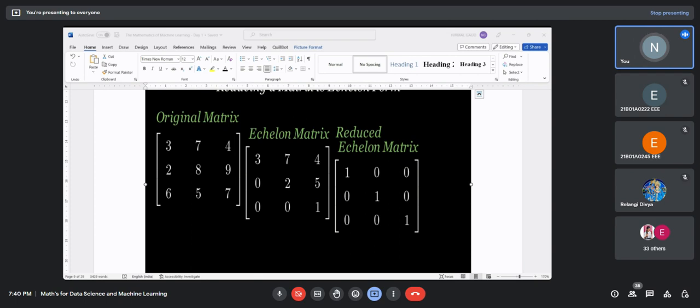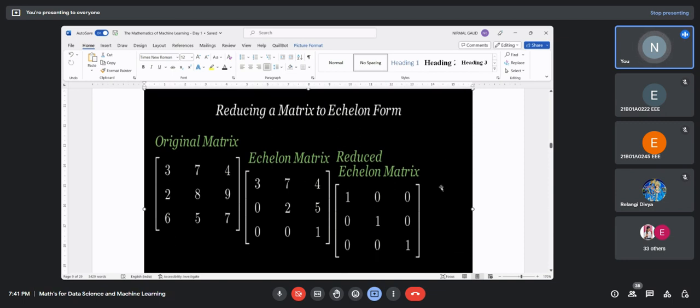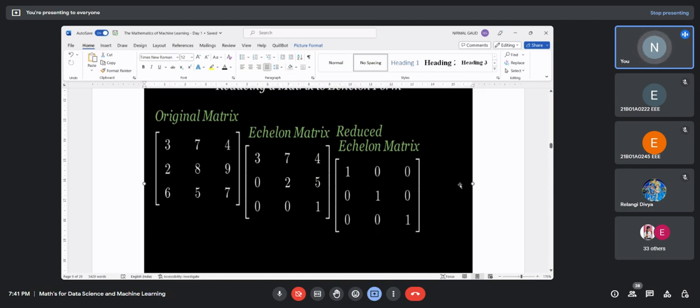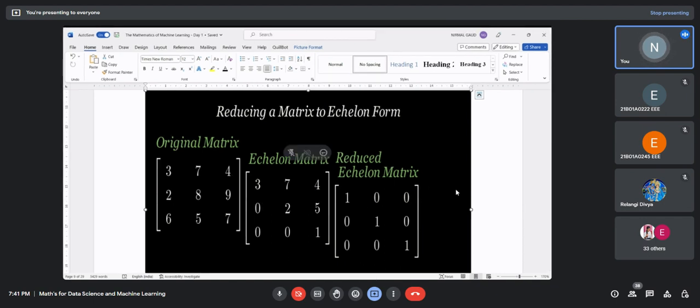There are many other things also in matrix operations. One is reducing a matrix to echelon form. So how do we reduce a matrix into echelon form? The point is, if you have the original matrix, for example here it's given 3 7 4 2 8 9 6 5 7.